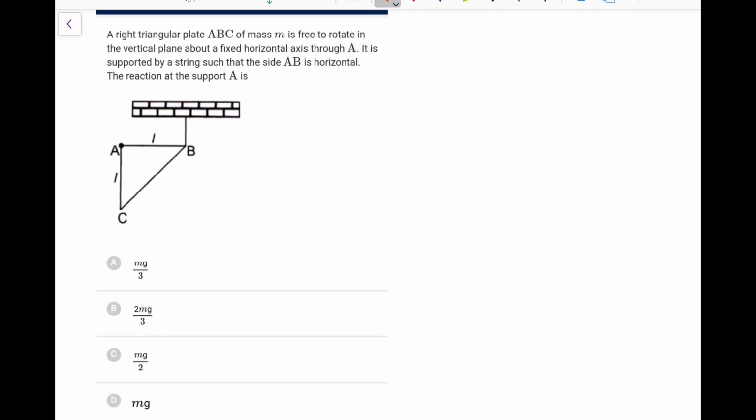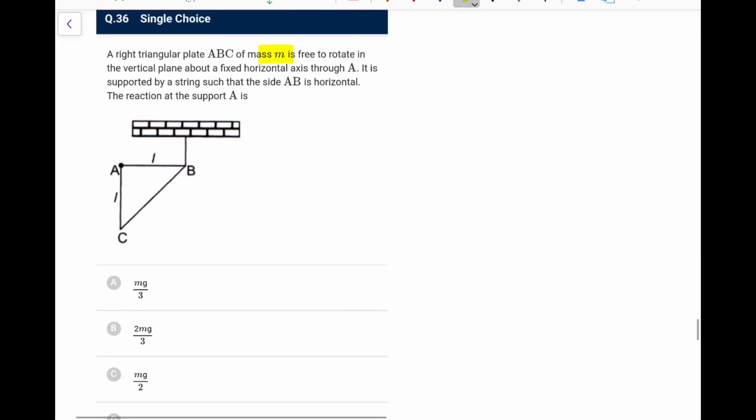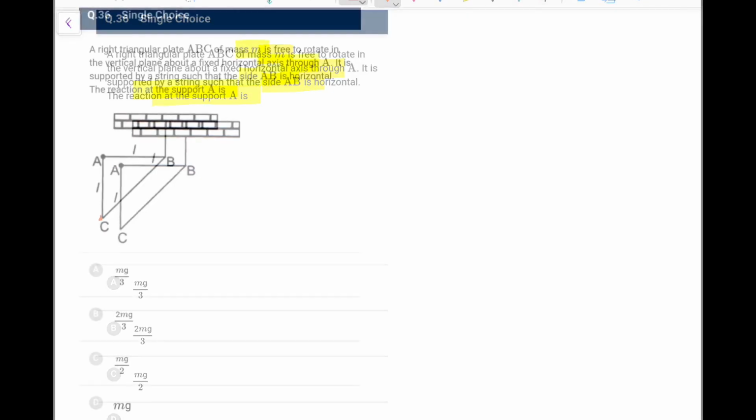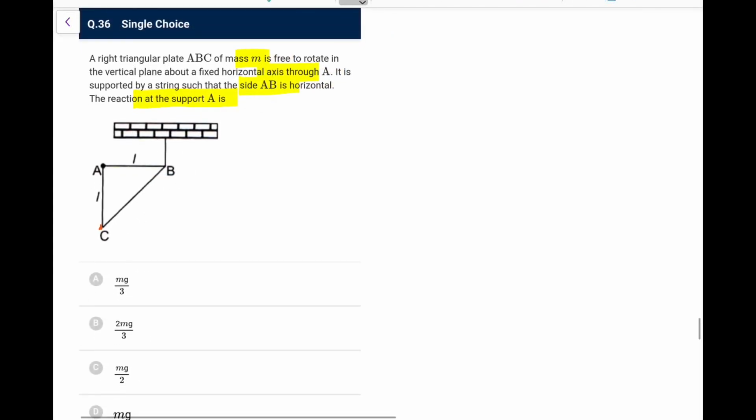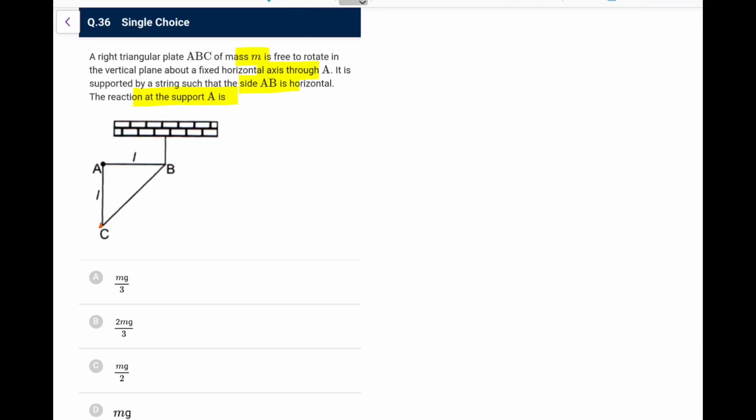Next one. A right triangular plate ABC of mass m is fixed to rotate in the vertical plane about a fixed horizontal axis through A. It is supported by a string such that the side AB is horizontal. The reaction at the support A is going to be, again I think I have done such a problem somewhere in some paper. So first of all, this is the hinge here. So there will be tension acting upwards and mg will be acting at the center of mass.